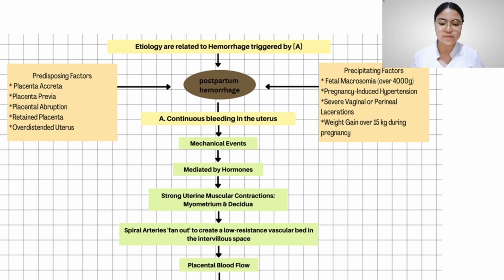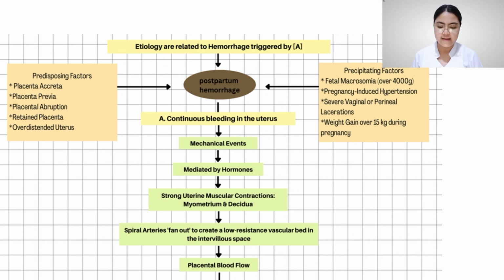Second, the placenta previa. Placenta previa is a problem during pregnancy when the placenta completely or partially covers the opening of the uterus or cervix. Now, let us move on to the placental abruption. Placental abruption occurs when the placenta partly or completely separates from the inner wall of the uterus before delivery. And lastly is the overdistended uterus.